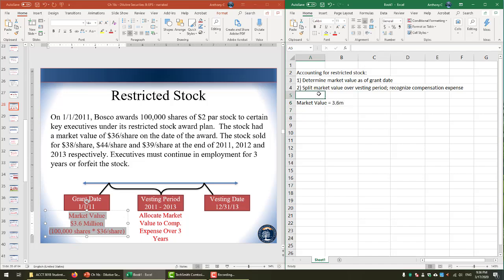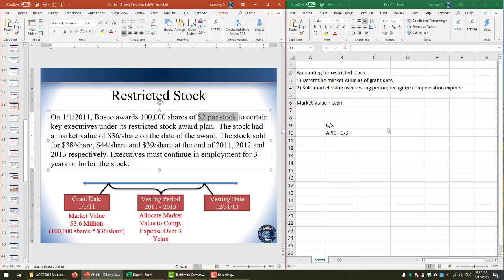Second step: since as of the grant date we're actually awarding stock to the employees, we need to make a journal entry for this. Since we're issuing stock, we're again going to record common stock and APIC as we learned last chapter. Common stock just captures your par value. In this case, the par value of the stock is $2. We have 100,000 shares, so 100,000 times 2 gets us to 200,000.